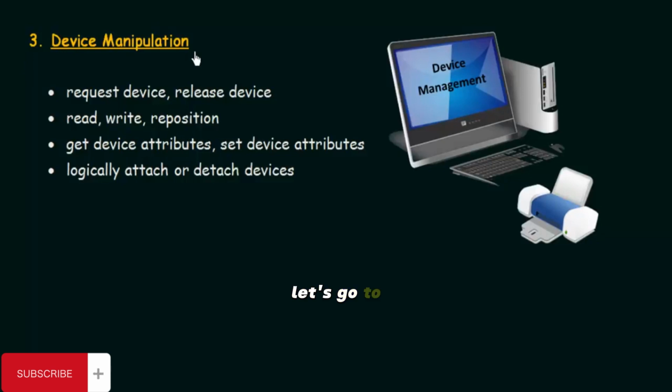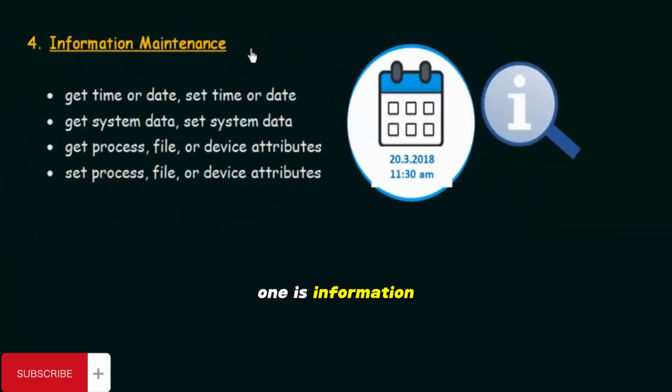All right, now let's go to the fourth one. The fourth one is information maintenance. By information maintenance, what we mean is that all the information that we have about our system must be maintained and must be updated, for example, the date and the time. The system calls used for maintaining the information of your system fall under this category of information maintenance system calls. Here we have examples like get time or date and set time or date.